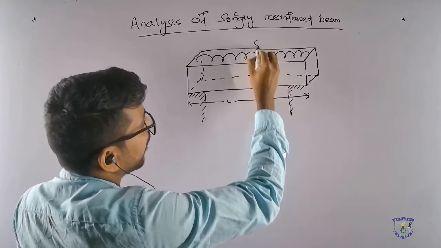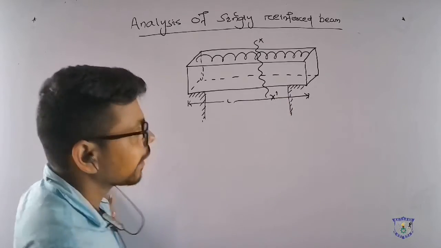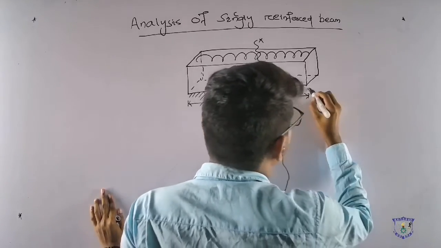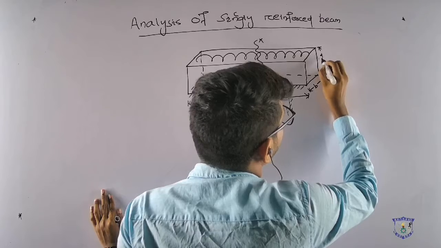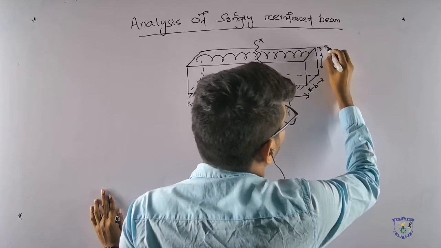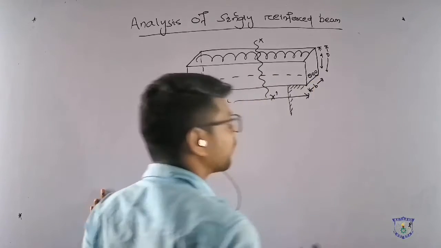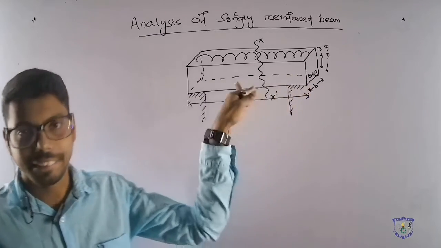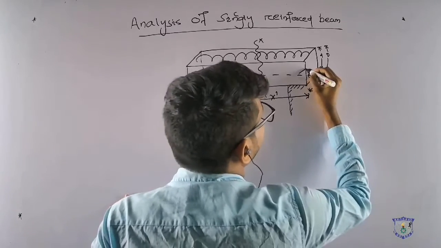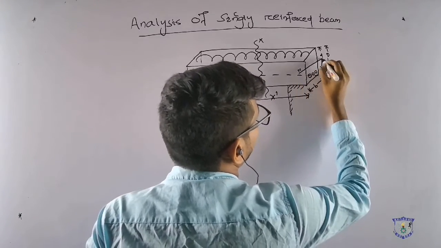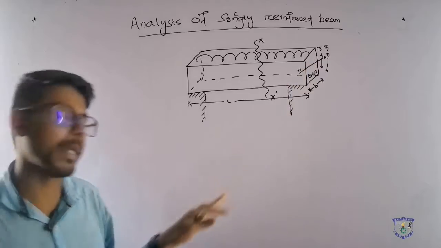Let us take that I have cut a section here, X, X. This is the length of the beam, this is the breadth of the beam, this is the depth of the beam, and up to this is the overall depth of the full beam. Up to here, tension reinforcement bars are provided in the tension zone. This is the tension zone and this is the neutral axis, NA. In this axis, no tension and no compression exist.